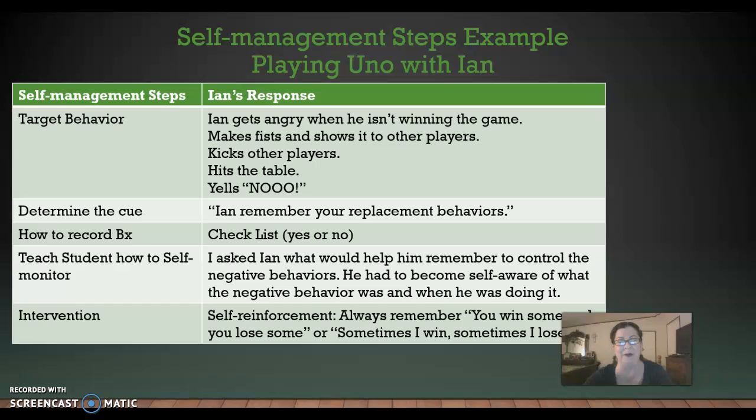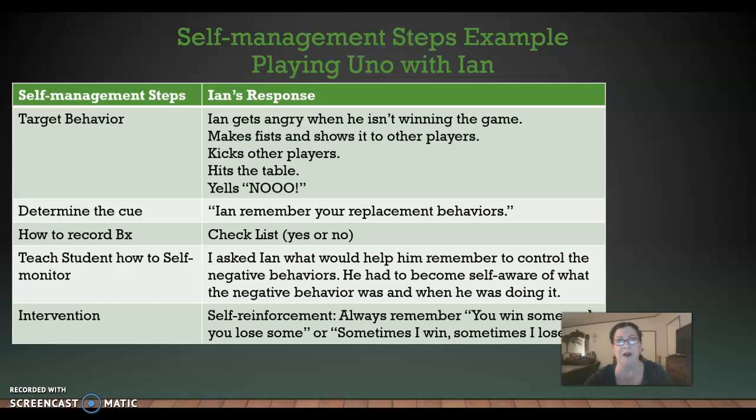For this part, I would ask Ian, when we were determining the replacement behaviors, I asked him directly. I said, Ian, what would help you remember when you needed to use a replacement behavior, and what would help you to remember when to do that, to control those negative behaviors? And he had to become self-aware of what the negative behavior was. He had to learn what the target behavior was and when he was doing it. So we figured out those things, and then the intervention became the self-reinforcement.